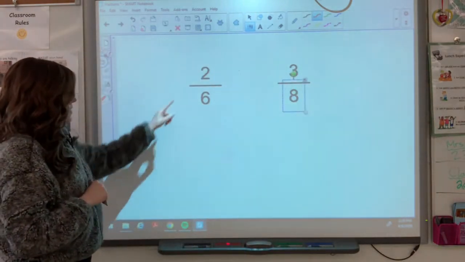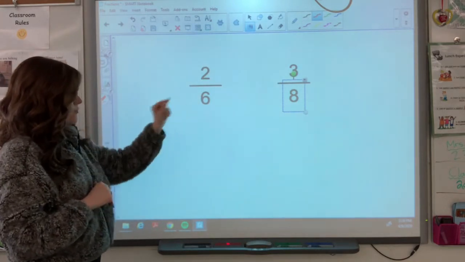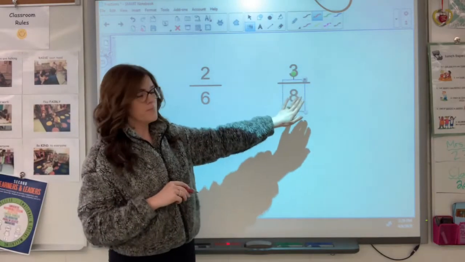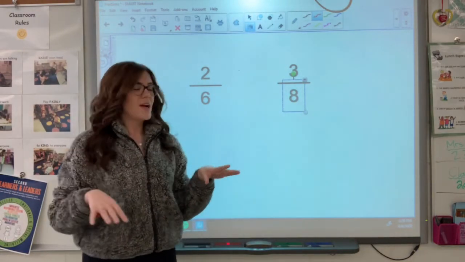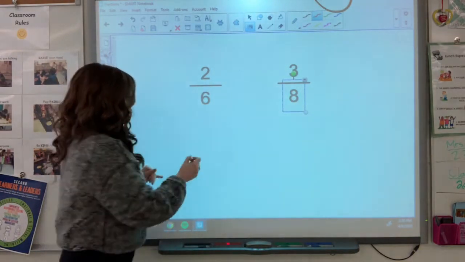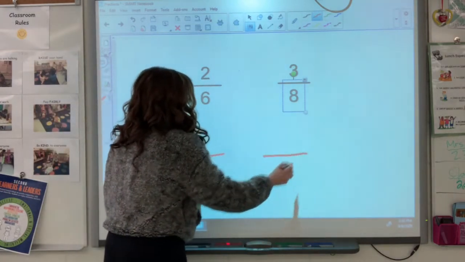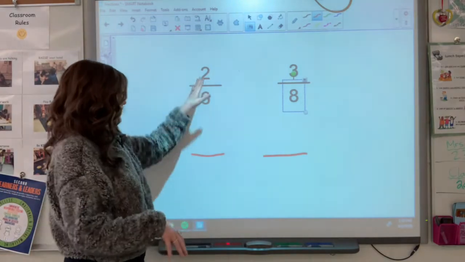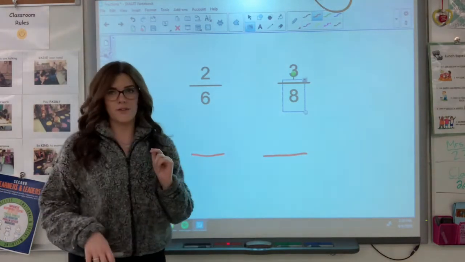Let's do one more example. We have 2/6 and 3/8. I want you guys to write these down on your whiteboards at home, and you're going to pause the video. I want you to try to create two equivalent fractions down here and compare them. So go ahead and pause the video, and create two equivalent fractions and compare them.